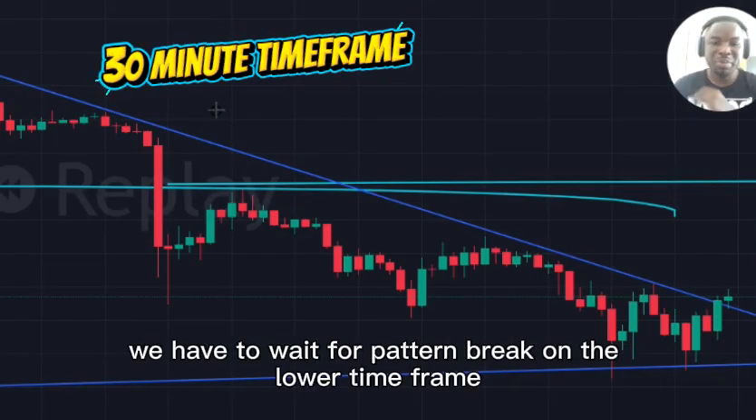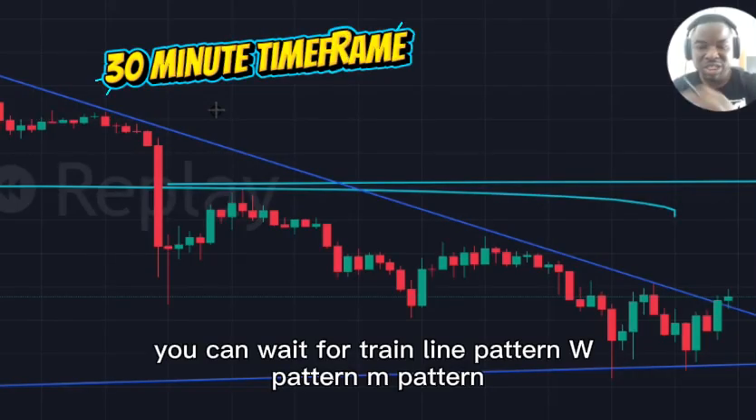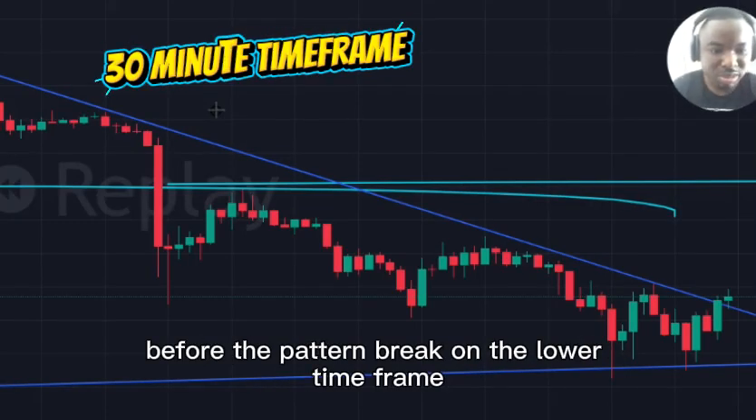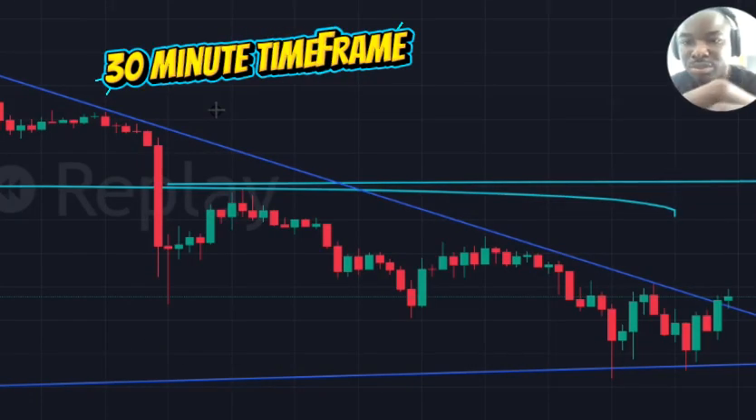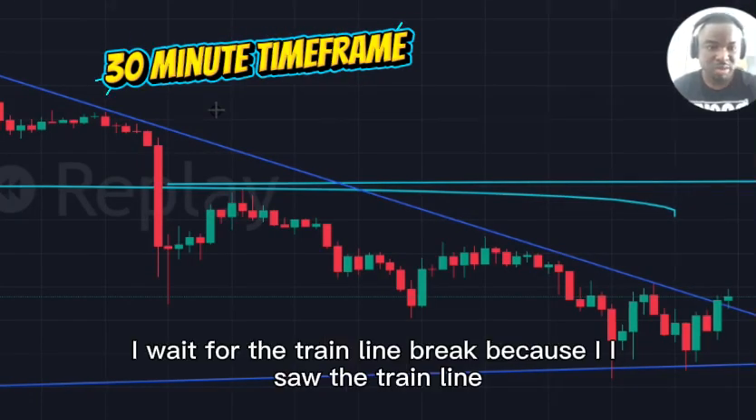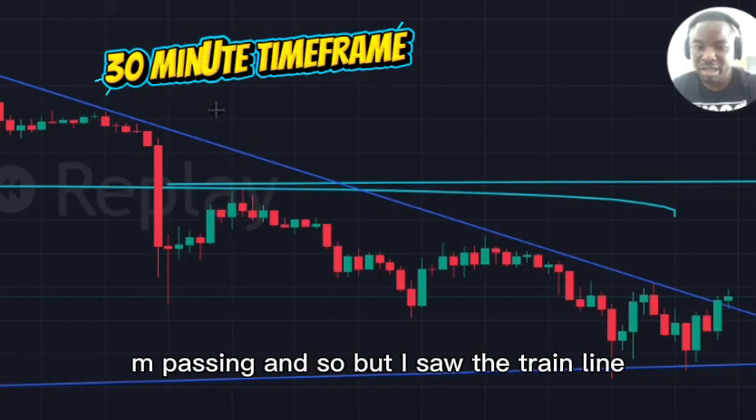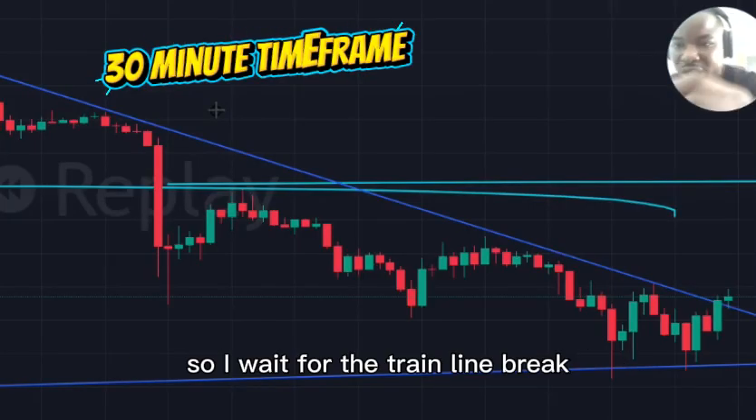We have to wait for a pattern break on the lower time frame. You can wait for a trend line pattern, W pattern, M pattern, triangle pattern, any pattern break on the lower time frame. But for this, I wait for the trend line break because I saw the trend line. Someone can see a W pattern, M pattern, and so on, but I saw a trend line, so I wait for the trend line break.